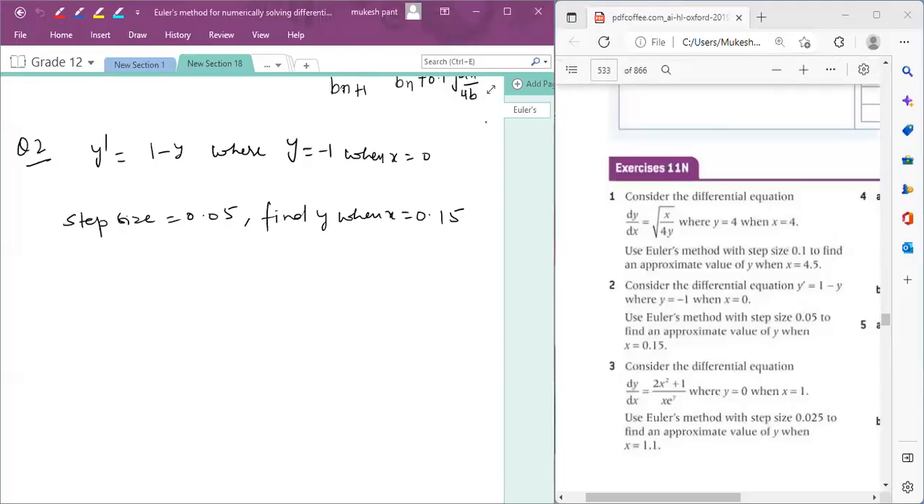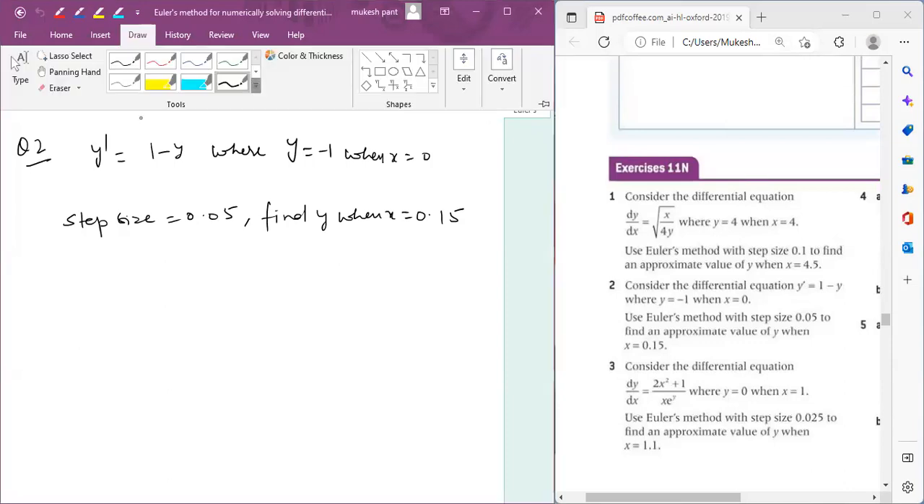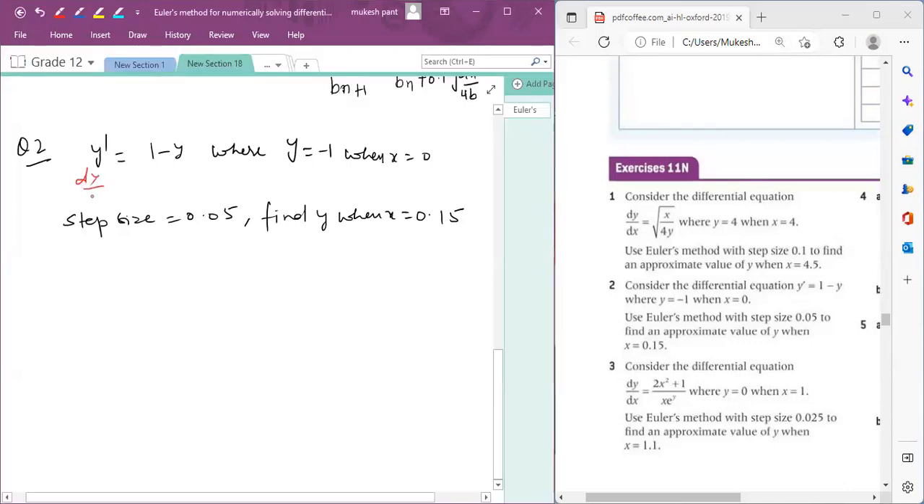How to use this. If you look at this one, the derivative is given: dy over dx is 1 minus y. This value means this is the b0, so b0 is minus 1 and a0 equals 0 in your calculator. This is useful for your calculator: there is a0 and b0. You will write this one, right? Step size means h equals 0.5, and find y.